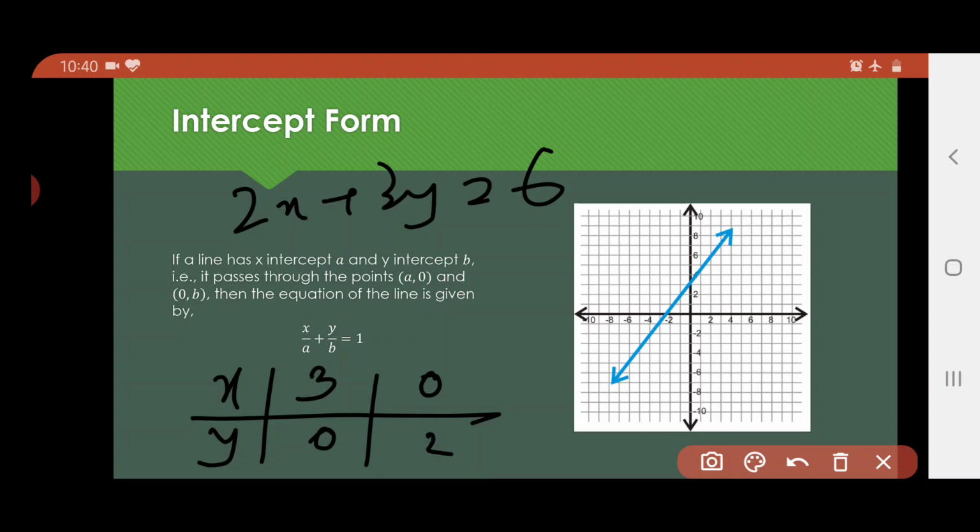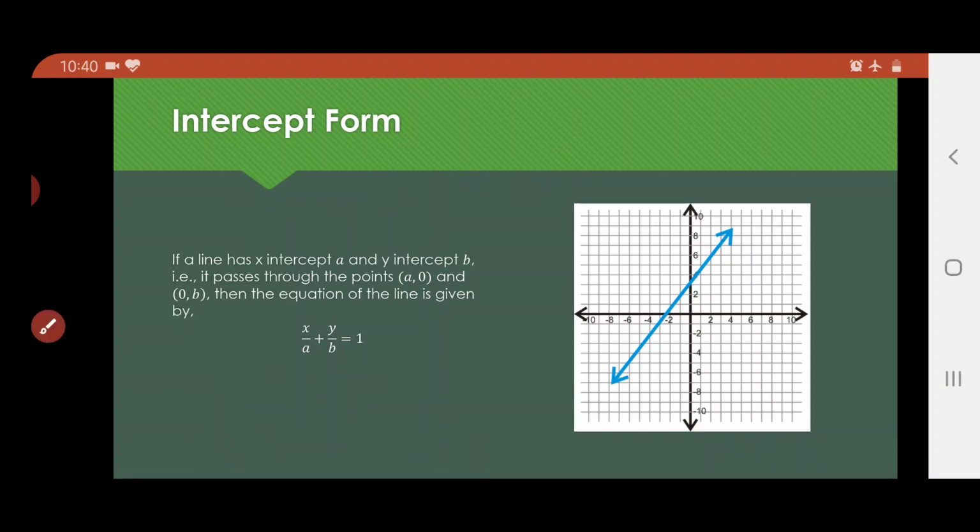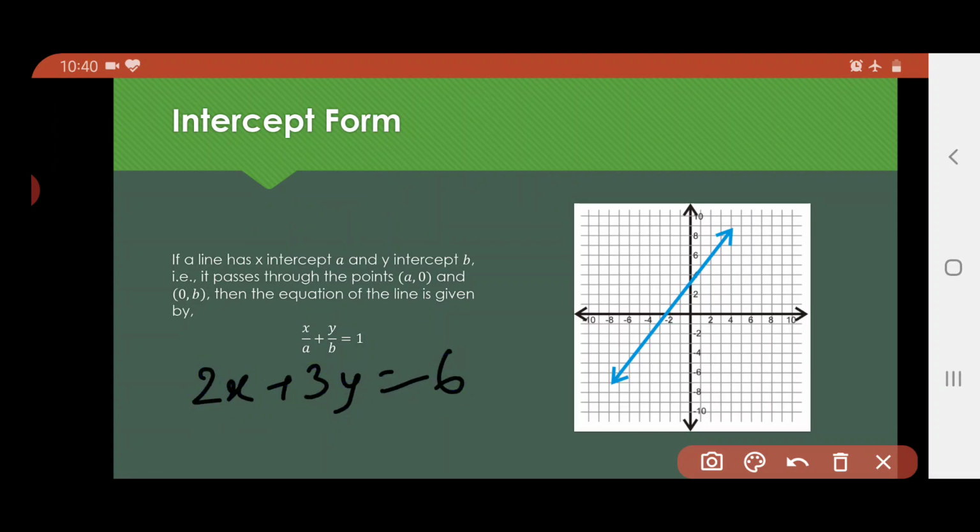But instead of doing this, we can do a small trick. What is the small trick? You see, 2x plus 3y equals 6. If you divide the whole thing by 6, what do you get? x by 3 plus y by 2 equals 1. And basically this 3 and 2 are your intercepts. So it is giving you the point (0, 2), and it is giving you the point (3, 0).